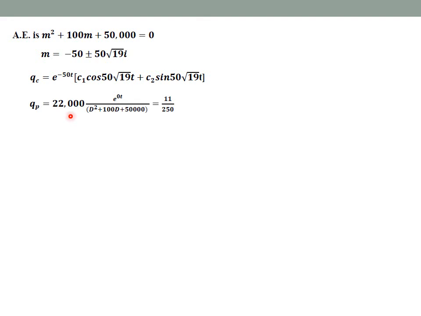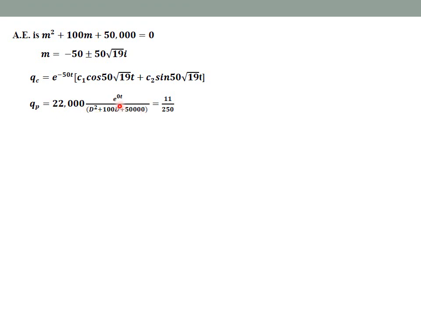So what will be my QP now? QP was 22,000 divided by the equation d square plus 100d plus 5 into 10 power 4. So 22,000 is a constant. So how will you find yp if it is a constant? So you have to write it as constant into e power 0x. Am I right? But here my variable is not x, it is t. So constant into e power 0t divided by this one.